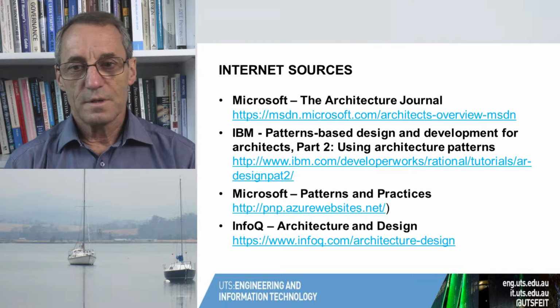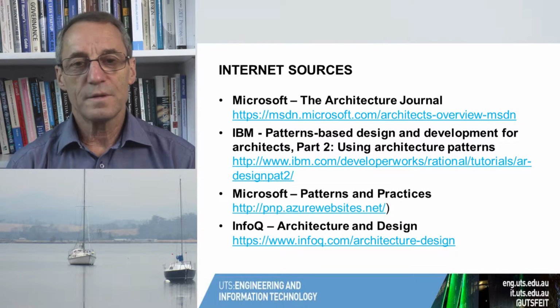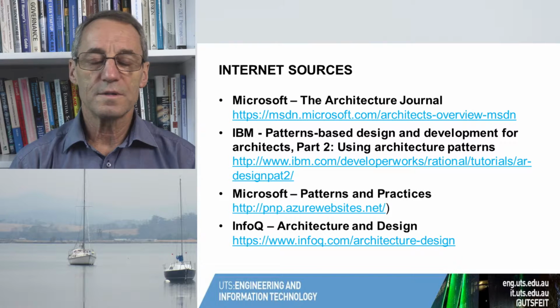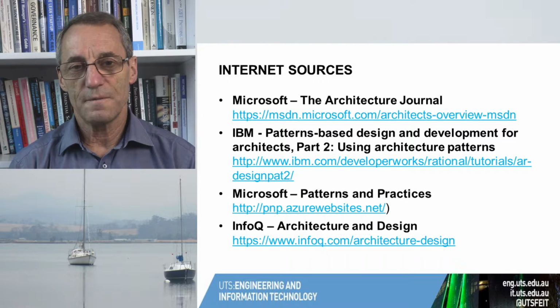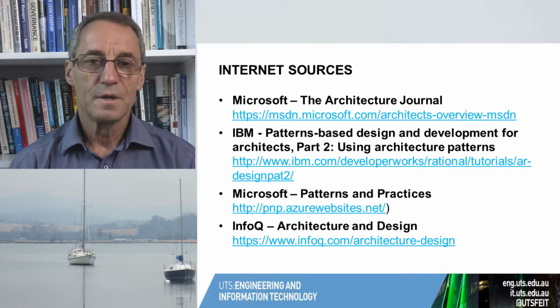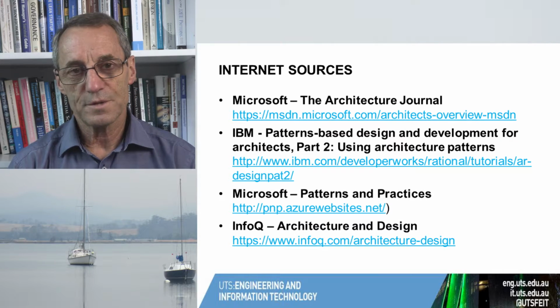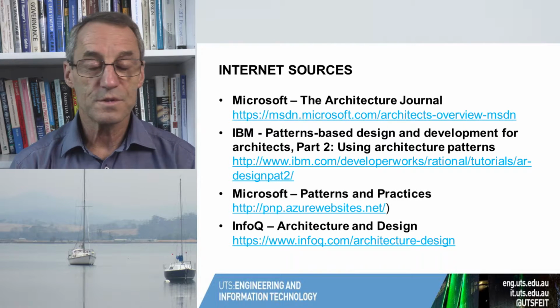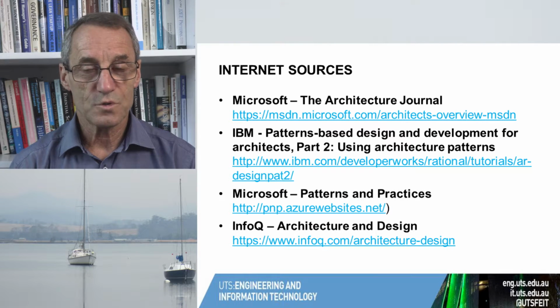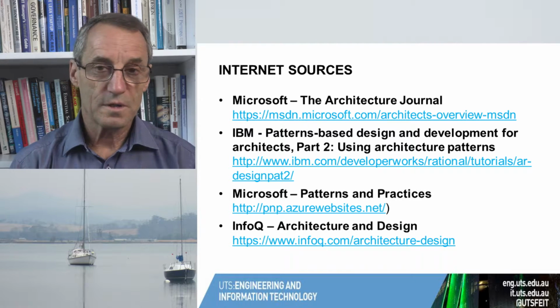Internet sources. There are a lot of them. Now the information that's available on the internet is just quite amazing. I've got some sources there. Microsoft's Architecture Journal: if you want to know about topical matters in architecture and quite serious concerns, then Microsoft's Architecture Journal is pretty good.